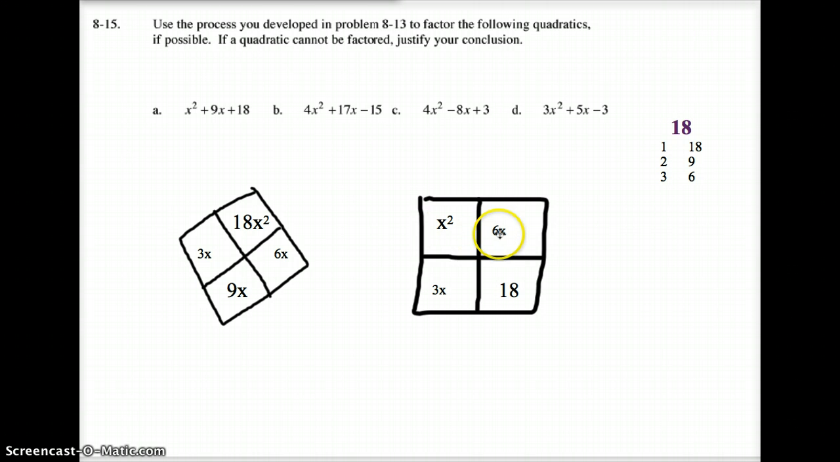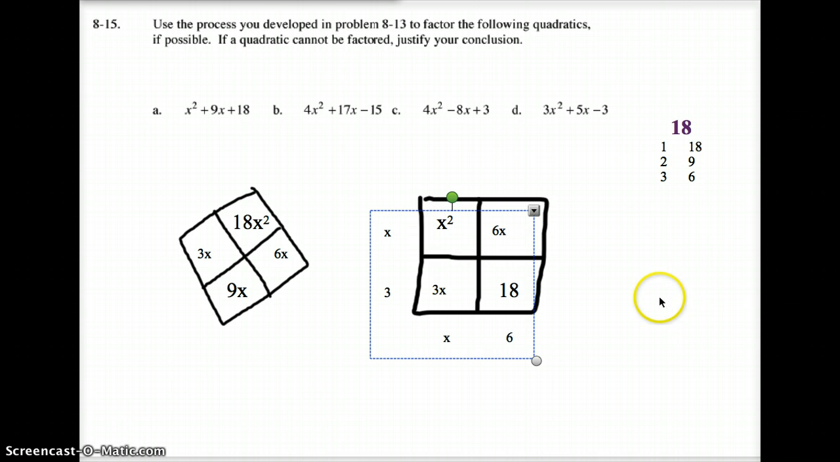Right here, x and 6x. What do these two have in common? What we're doing is we're going to factor out the generic rectangle. They have an x in common. What does the 3x and the 18 have in common? They have a 3 in common. Then, what does the x squared and the 3x have in common? They have an x in common. And 6x and 18 have a 6 in common.